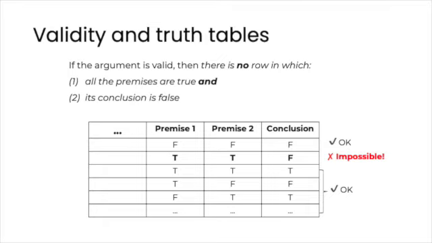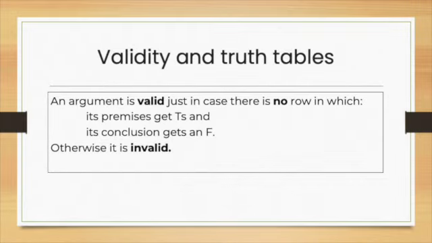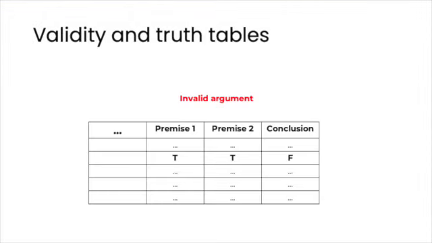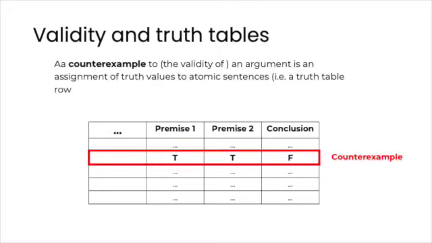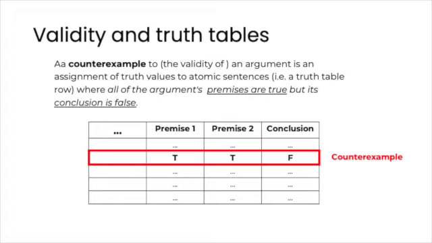This is so important that I'm going to elevate it into a definition. An argument is valid just in case there is no row in which its premises get T's and its conclusion gets an F. Otherwise, it is invalid. So, if we find a single row in which all the premises get T's and the conclusion gets an F, we declare the argument invalid. This row, by the way, is called a counterexample to the validity of the argument. More specifically, a counterexample to an argument is an assignment of truth values to atomic sentences, that is to say, a truth table row, where all the argument's premises are true, but the conclusion is false.